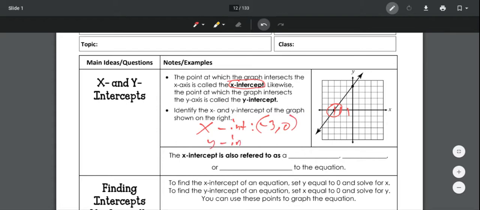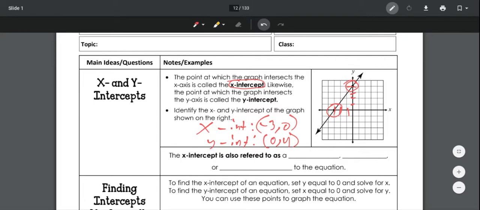The same is true for the y-intercept. Wherever that line crosses the y-axis, that's our y-intercept. So that crosses it right there. That's 1, 2, 3, 4. So it would be 0, 4. So those would be the x and y intercepts. That's how you find them looking at the graph.